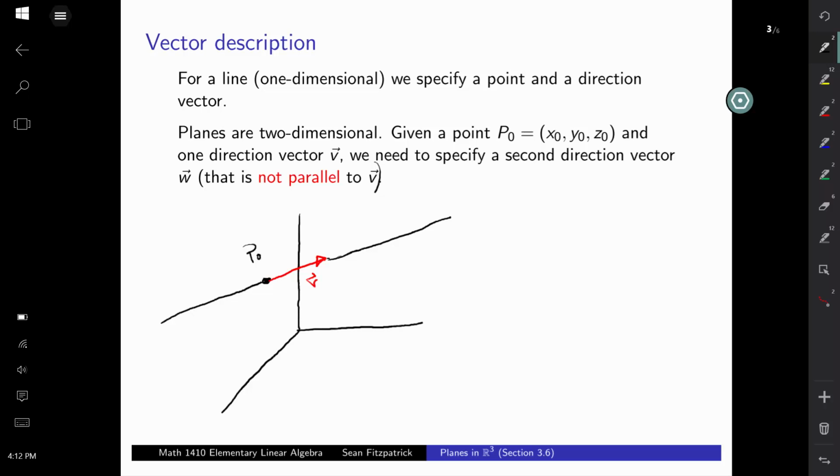But if I just have a point and one vector, all I'm ever going to get is a line. I have no way of getting off of that line. So how do I get off the line? Well, the way I get off the line is I add a second vector.